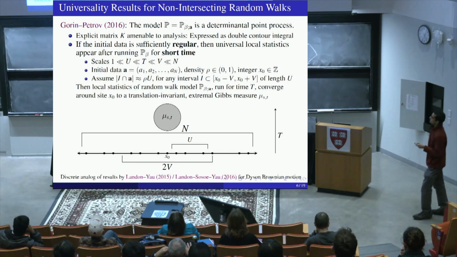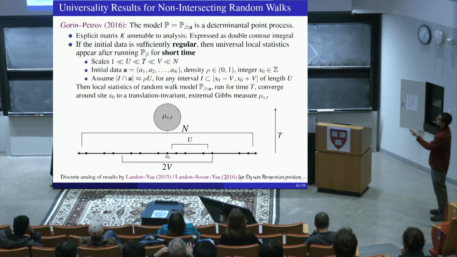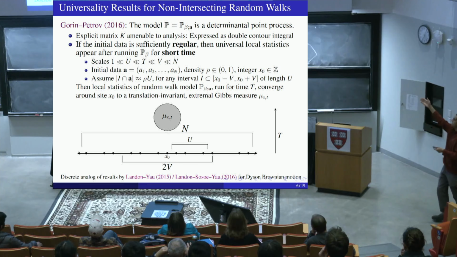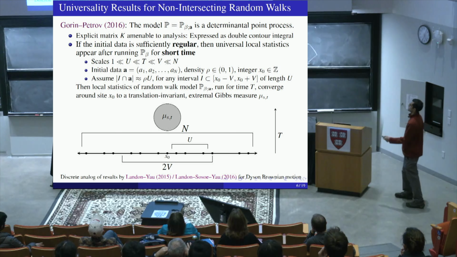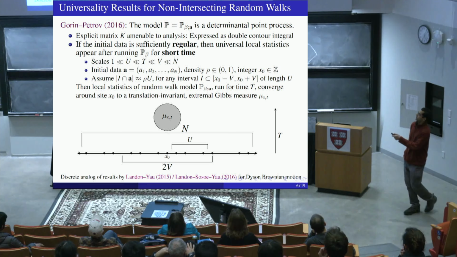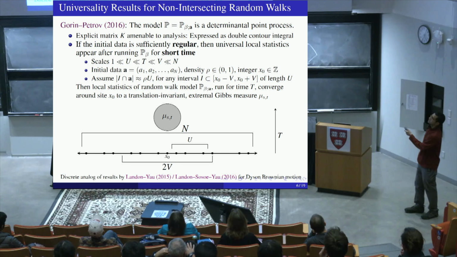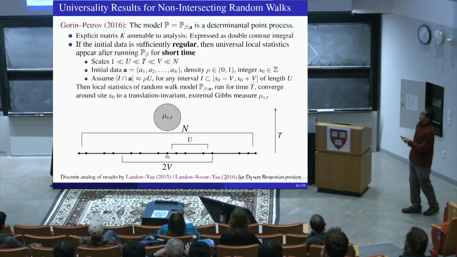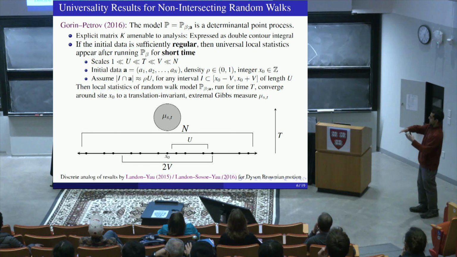Okay. Then the claim is that if I intersect the initial data with that interval, then I have about rho times u many initial points. So basically, this is some kind of quantitative way in which the initial data is approximating Lebesgue measure, where the quantitativeness is governed by these scales u and v. Okay. So now the statement, the theorem is that, okay, so this is just a condition on the initial data.